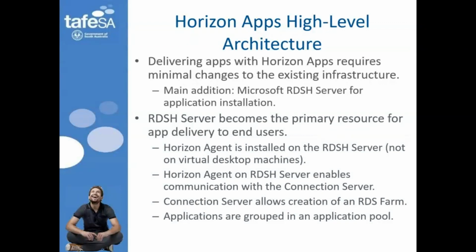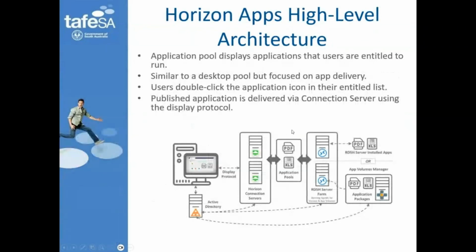Applications are grouped into what's called application pools, and you'll see that in your worksheet. Basically, application pools display the applications that the users are entitled to run. It's similar to a desktop pool, but it's focused on application delivery. So we match up the desktop pool and the application pool, and we allocate to users, and they get both the instant clone desktops and these applications, and they can launch them inside the instant clone virtual machines.